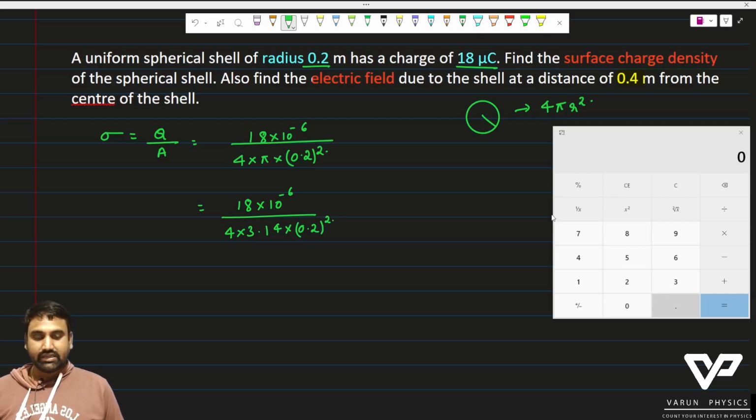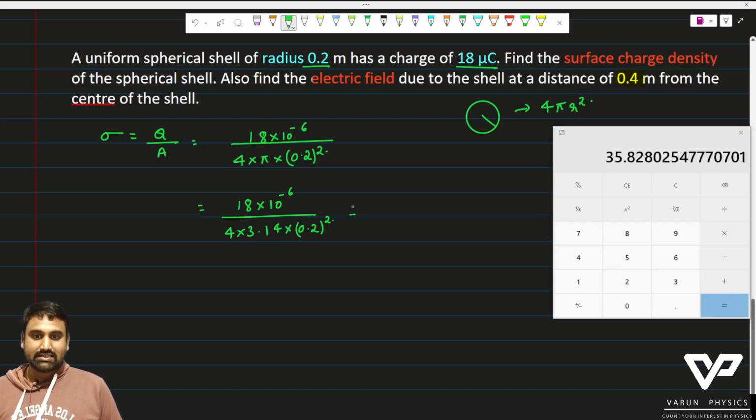Okay, now let us substitute this. 18 divided by 4 divided by 3.14 divided by 0.2 divided by 0.2. So the final answer I get is 35.82 into 10 to the power of minus 6 coulomb per meter square. So, I hope you understood this one. The next part is the electric field.